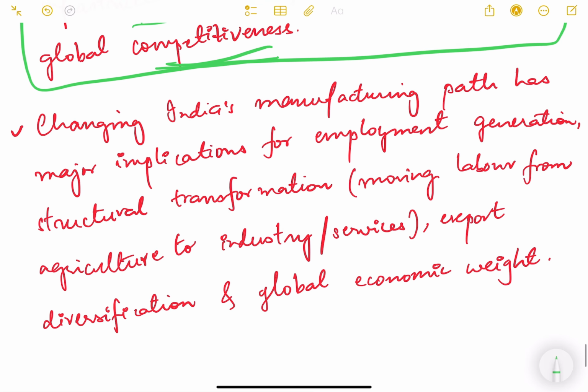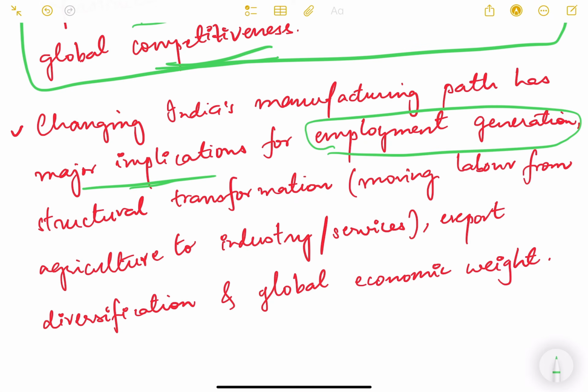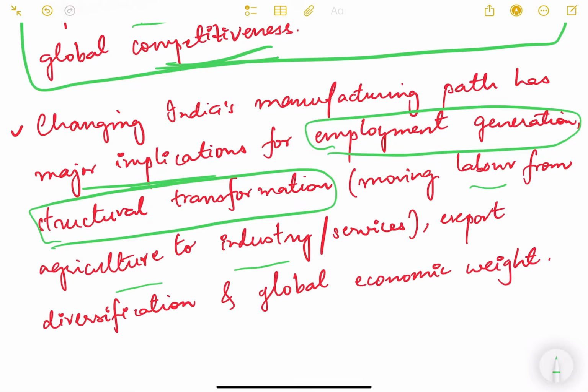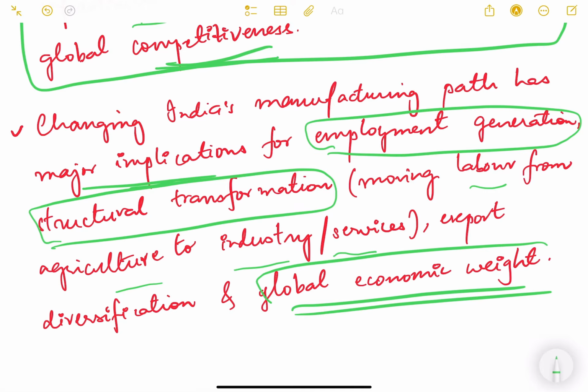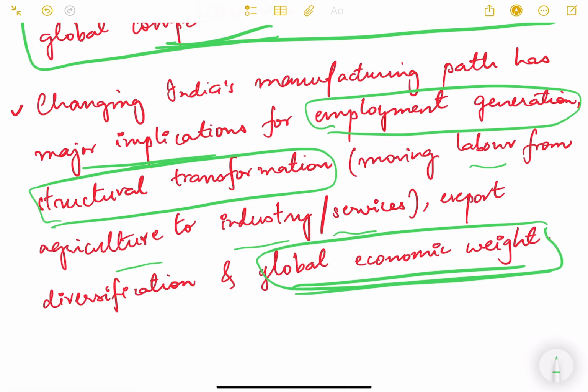Changing India's manufacturing path has major implications for employment generation, structural transformation, that is, moving labor from agriculture to industry or services, export diversification also, and global economic weight. Basically we want to become globally important in manufacturing, just like China has become. So global economic weight will also come. This is the overview of the manufacturing sector.